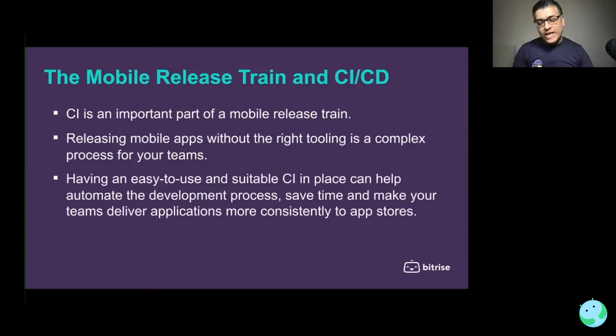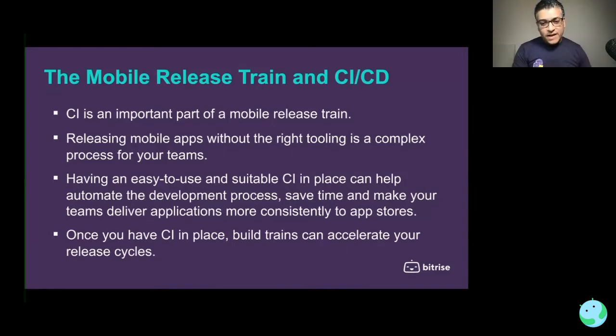Having an easy to use and suitable CI in place can help to automate the development process, save your time, and make your team focus more on developing features and fixing bugs of the application. But we are not taking care of the infrastructure of the CI because we are using, for example, a platform as a service or suitable CI for our mobile applications. Once you have a CI in place, build trains can accelerate your release cycle. Once you have a CI/CD pipeline, it can drive your release train in a consistent way.